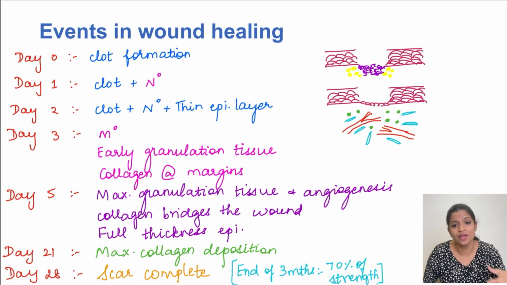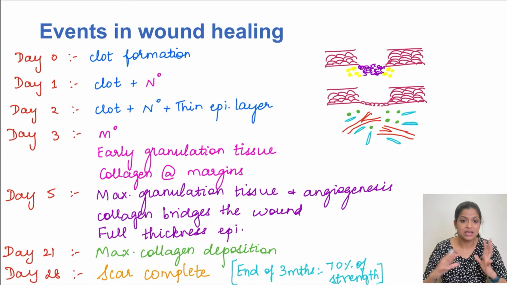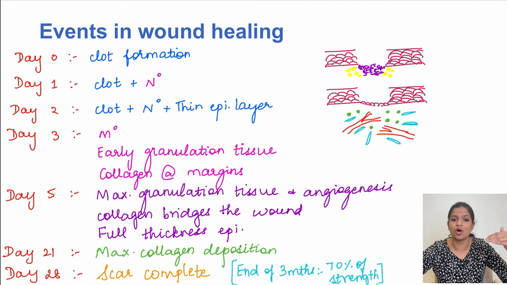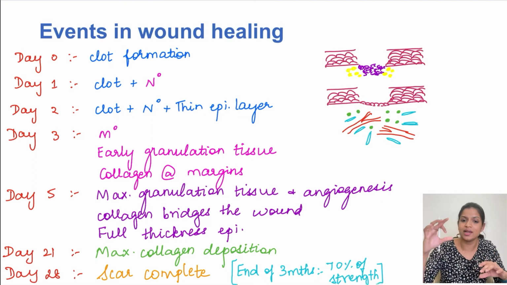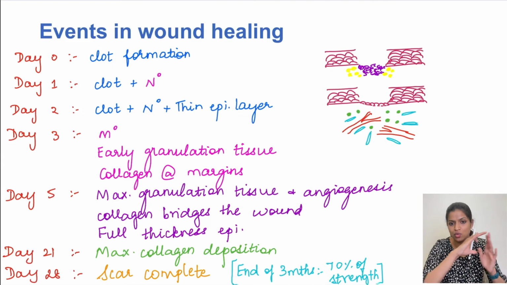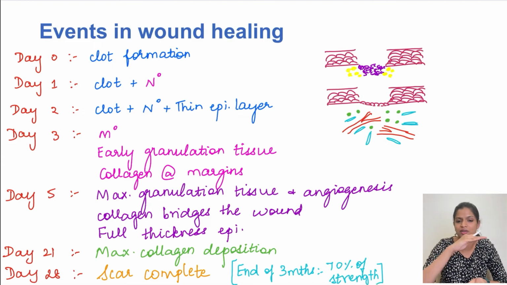Then on day 5, there will be the maximum granulation tissue. So when maximum granulation tissue is there will be maximum neoangiogenesis. The collagen which was previously present at the peripheries are now going to bridge the wound, and the epithelium which was regenerating is going to replace, it will become a full thickness epithelium. So the wound is now being closed, okay, the defect is being closed. So maximum granulation tissue, angiogenesis along with full thickness epithelium and collagen bridging will happen on day 5.